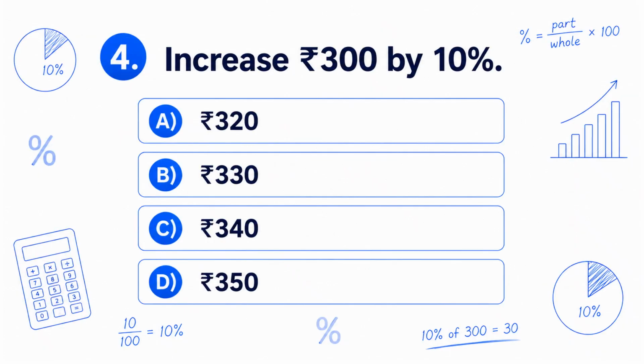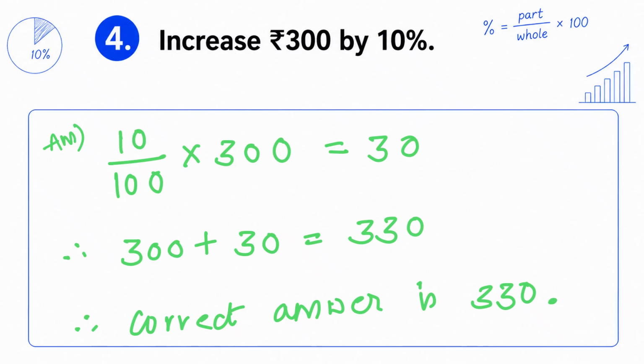The fourth question is to increase 300 rupees by 10%. We know that 10% of 300 is equal to 30. Therefore, we just need to add 30 with 300. Then we get answer as 330. Therefore, the correct answer is 330.